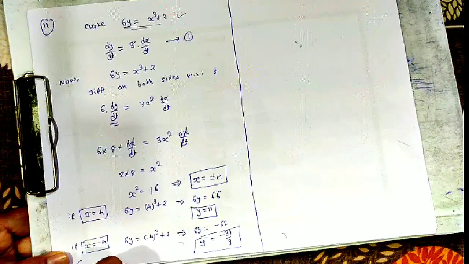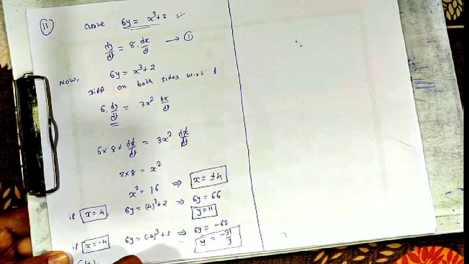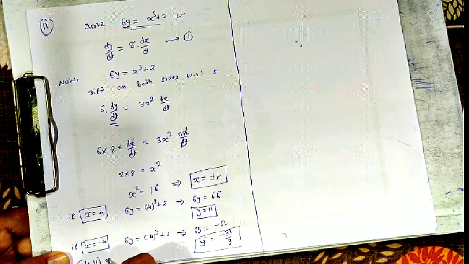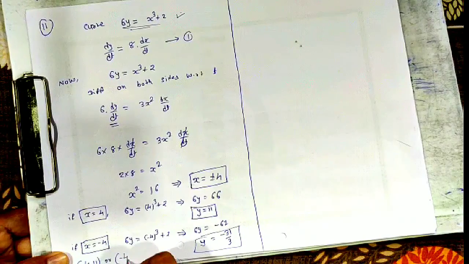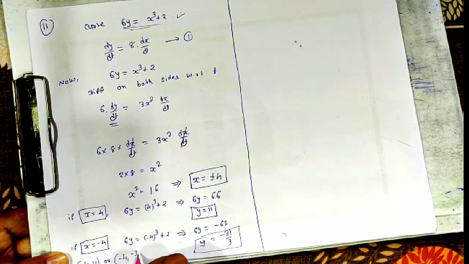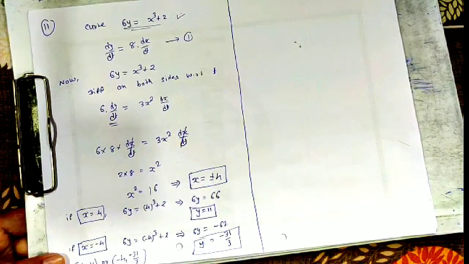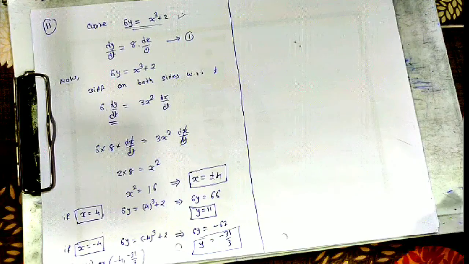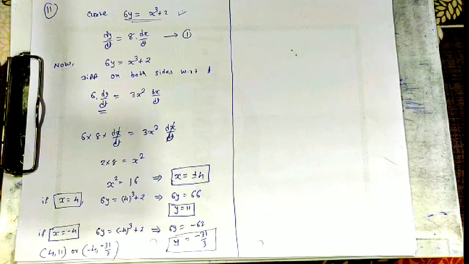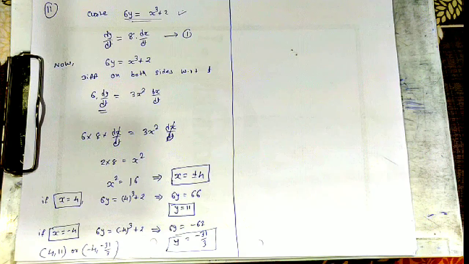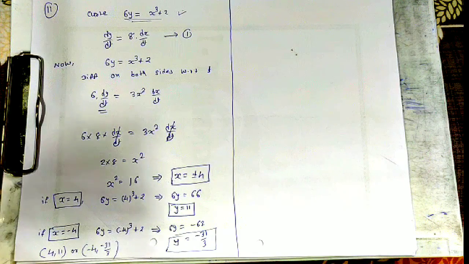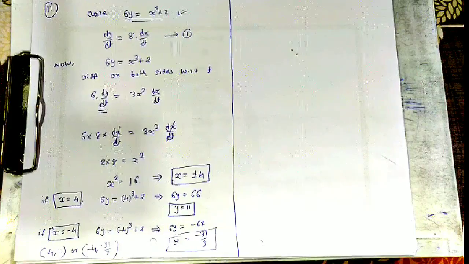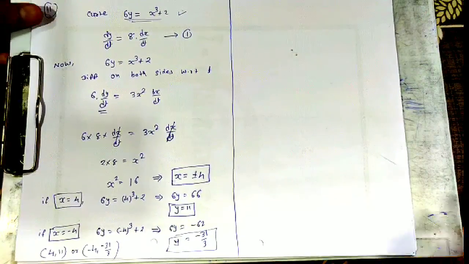So two points are there: (4, 11) or (minus 4, minus 31 by 3). These are the coordinates of the points on the curve at which the rate of change of the y coordinate is 8 times the rate of change of the x coordinate. Clear?